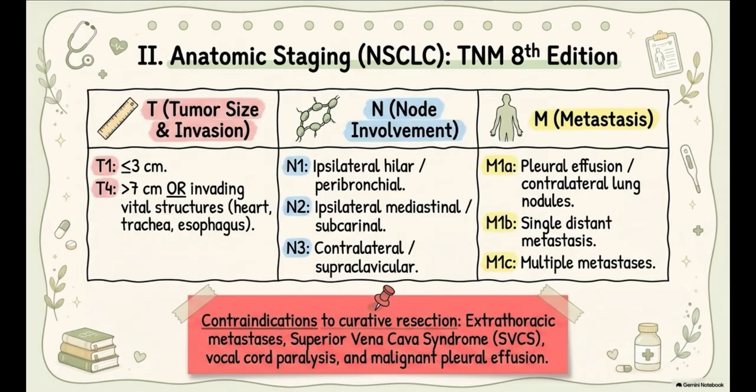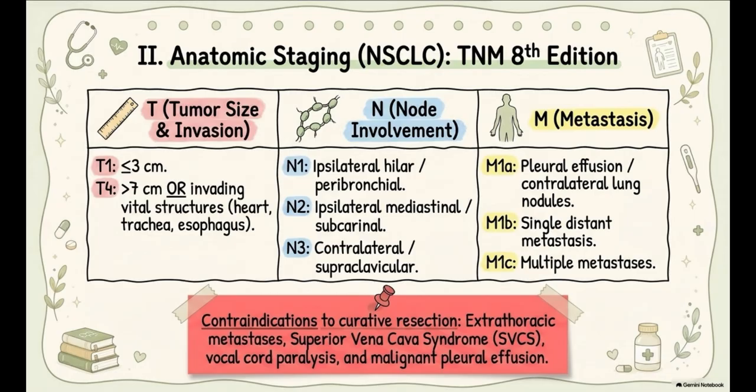For non-small cell lung cancer, we use the 8th edition TNM anatomic staging system. TNM stands for tumor, node, and metastasis. T evaluates the primary tumor size and its invasion into surrounding structures. N evaluates regional lymph node involvement. And M evaluates the presence of distant metastasis.